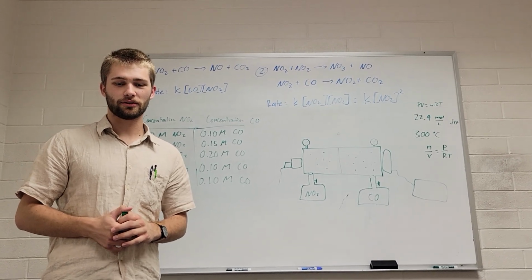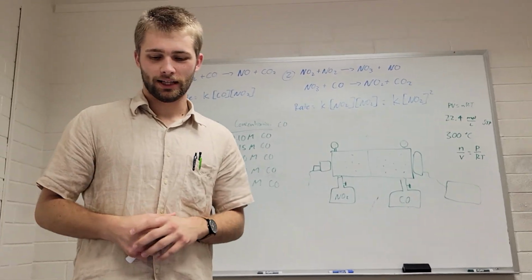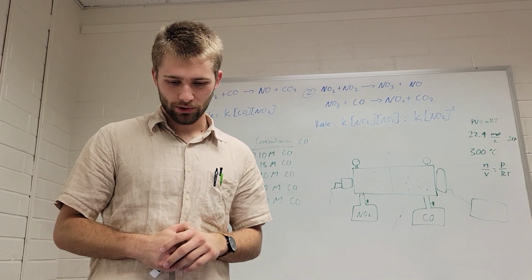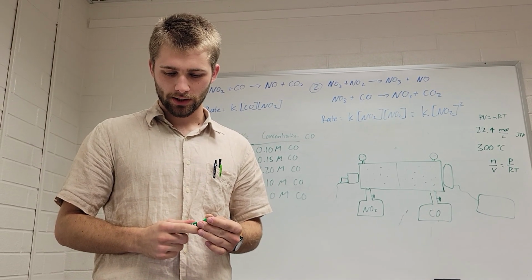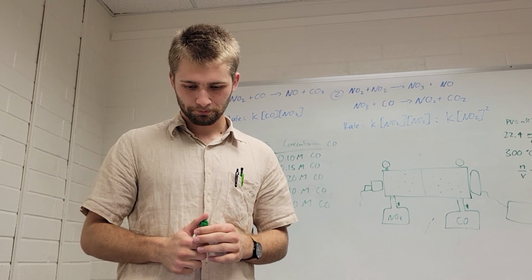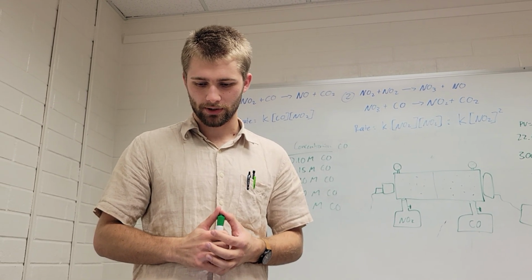This is the solution for Chapter 12, Video Assignment 1. The question reads: at elevated temperatures, nitrogen dioxide reacts with carbon monoxide, producing carbon dioxide and nitric oxide. There are two proposed mechanisms for this reaction.